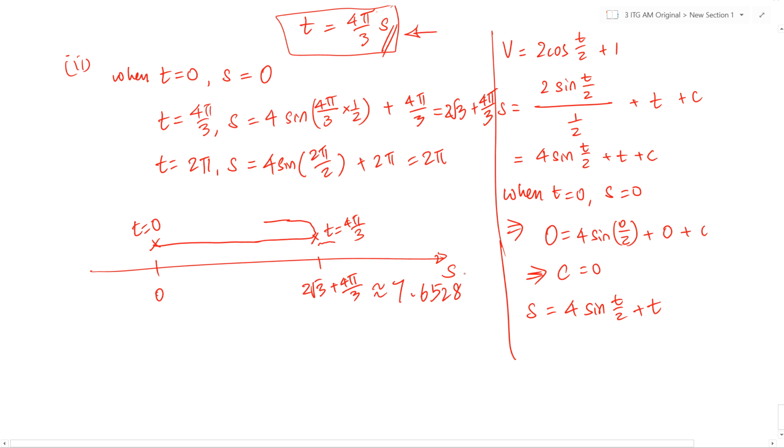Okay, the reason I'm writing down is because I want to ensure later when I substitute 2 pi, it will be less than this value. So that everything makes sense. Okay, and indeed it is true. When t is equal to 2 pi, this value is 2 pi. Approximately 6.28, which is less than 7 point something. From here, calculate total distance.